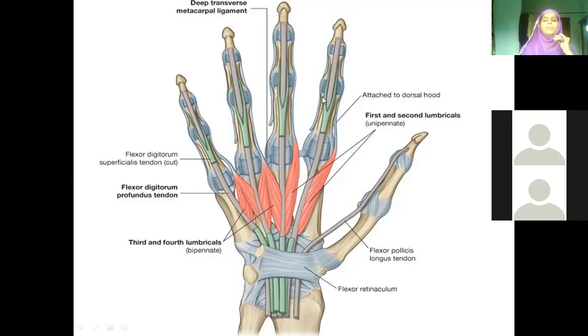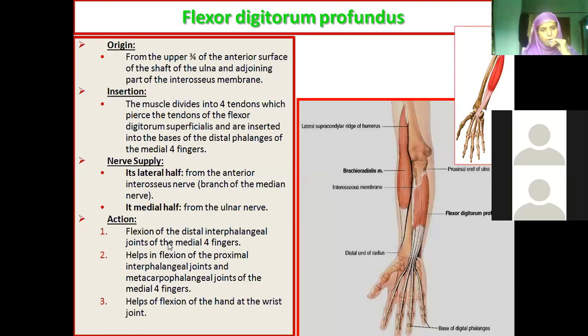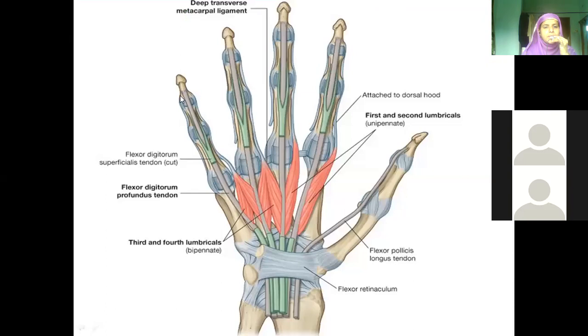Is it clear? Now I'll take you back to this point. It becomes easy, the insertion. Flexor digitorum profundus is dividing into how many tendons? 4. They are piercing the tendons of which muscle? Flexor digitorum superficialis. Where are they getting inserted? Bases of the distal phalanx of the medial 4 fingers. These are the bases: 1, 2, 3.